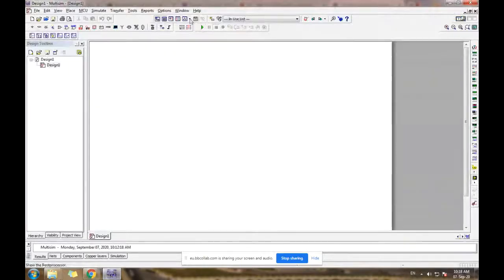I will show you in the window. This green button is for run simulation. This is for pause simulation. This is for stop simulation.